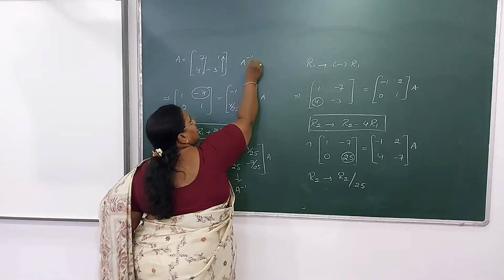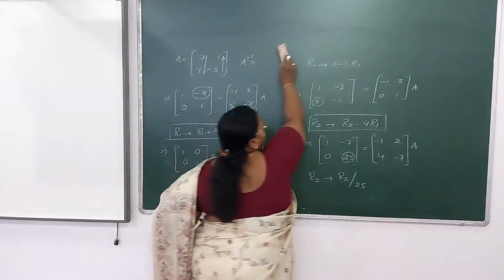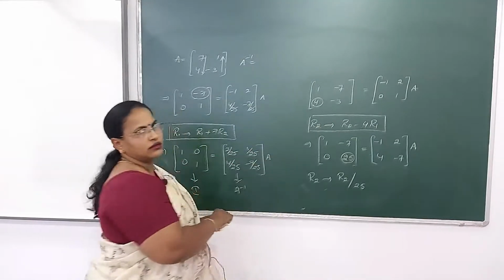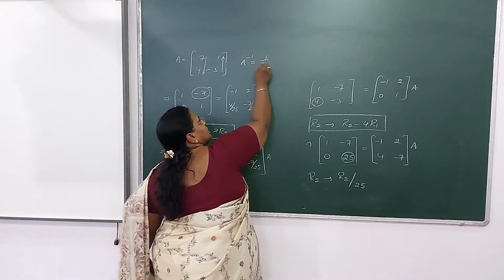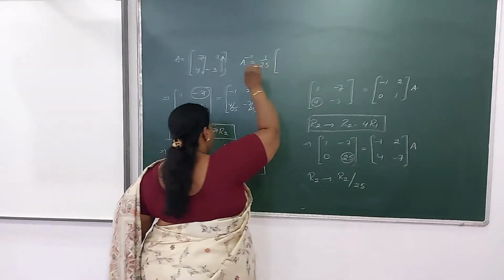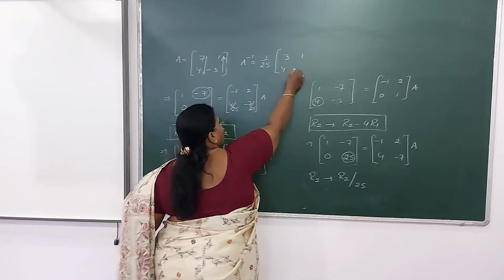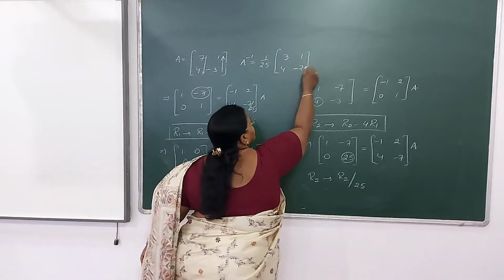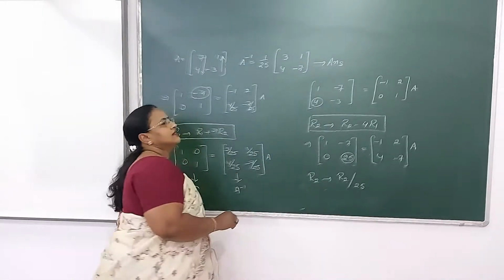While writing down the answer, you can write it in the way it is given, or you can take 1 by 25 outside. So take 1 by 25 outside. What is left? It's 3, 1, 4, minus 7. So this is the answer.